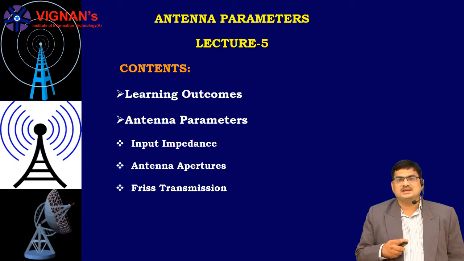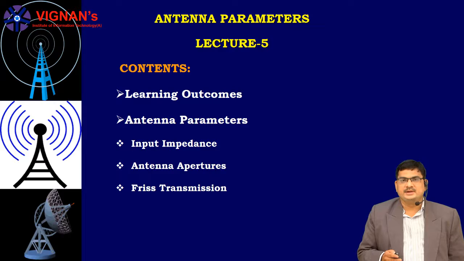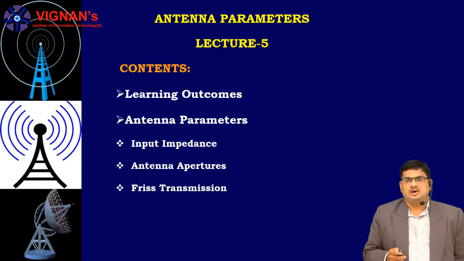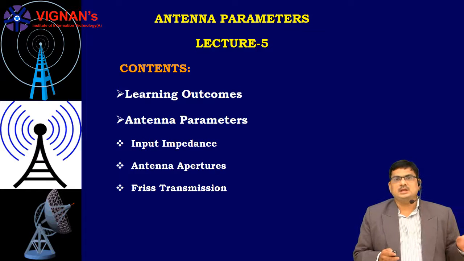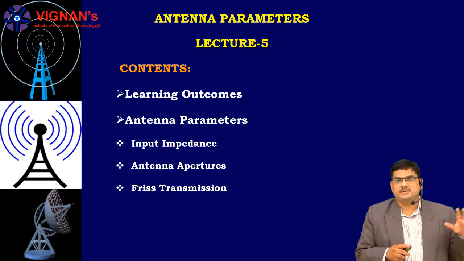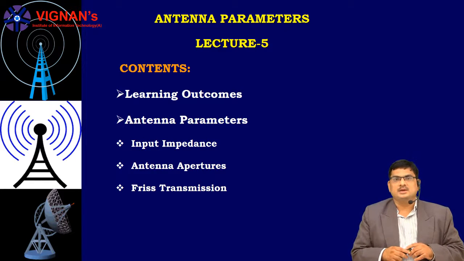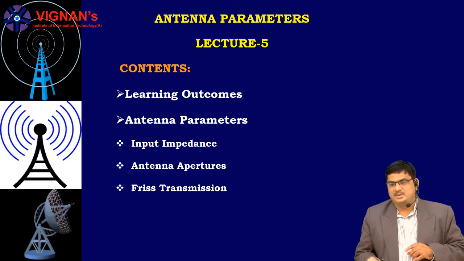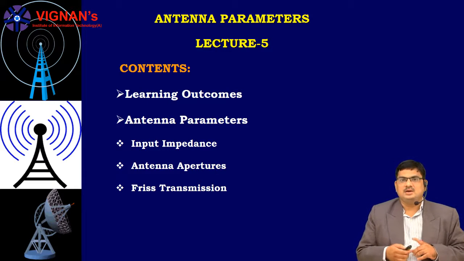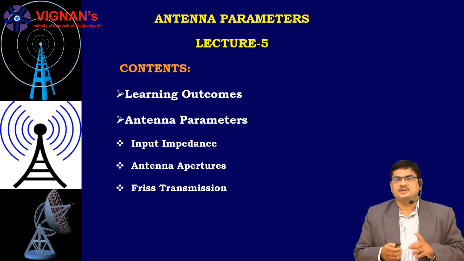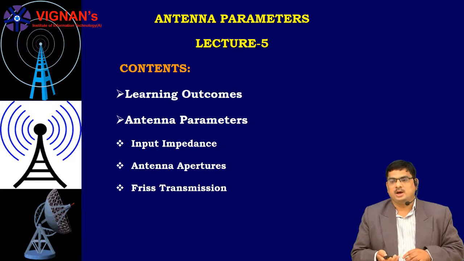In the previous two classes, we discussed pattern parameters like radiation pattern, radiation intensity, beam width, beam area, directivity, gain, all these parameters, which are relevant to the pattern. In this class, we are discussing these circuit parameters like input impedance, bandwidth, antenna apertures, and finally we will continue with the phase transmission formula.